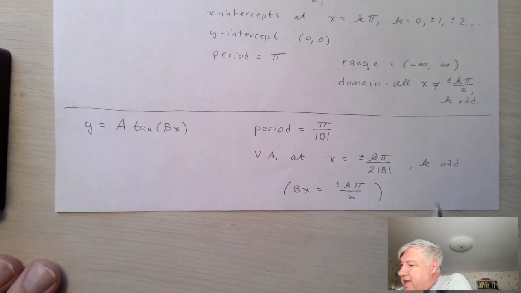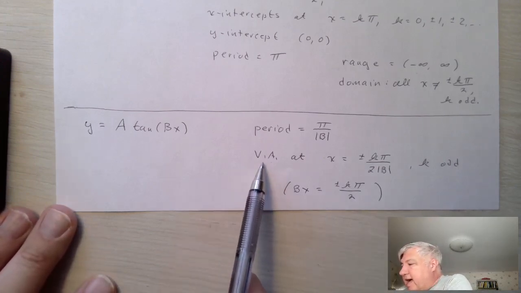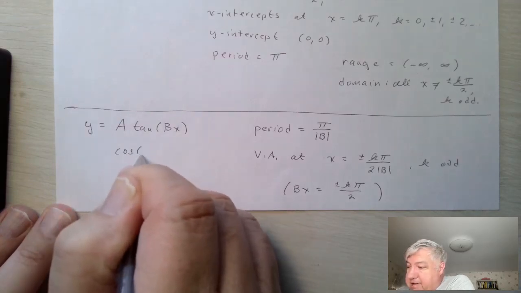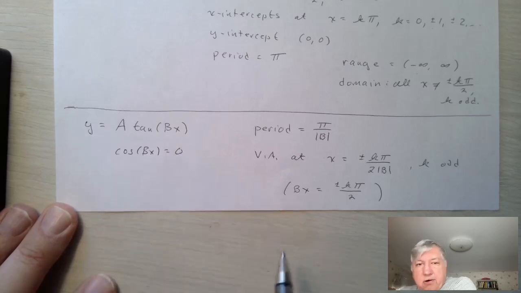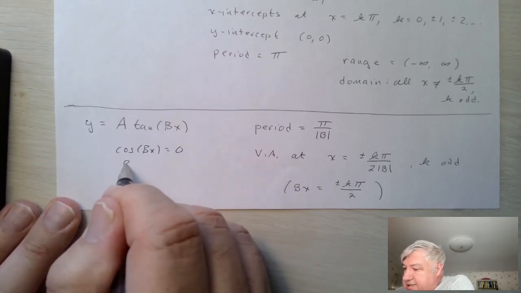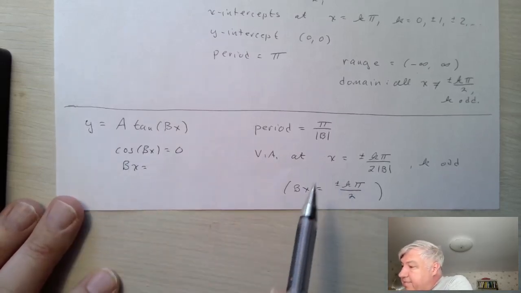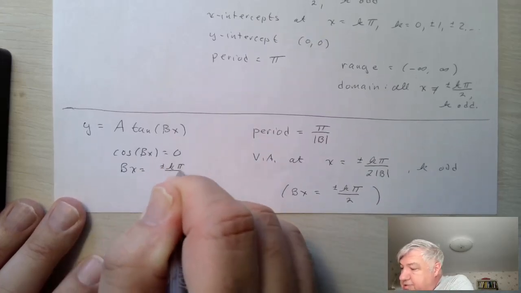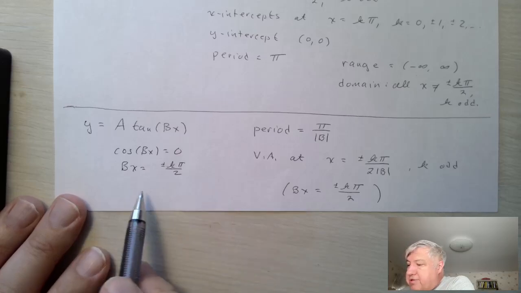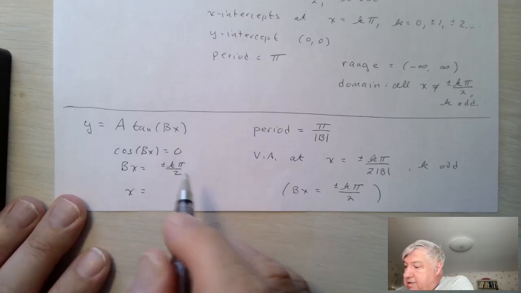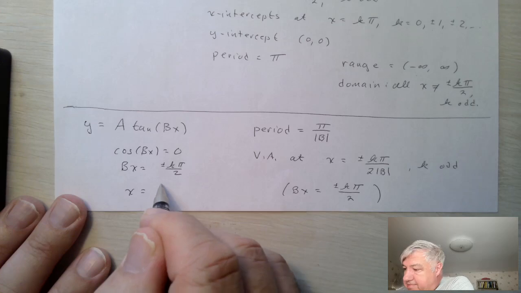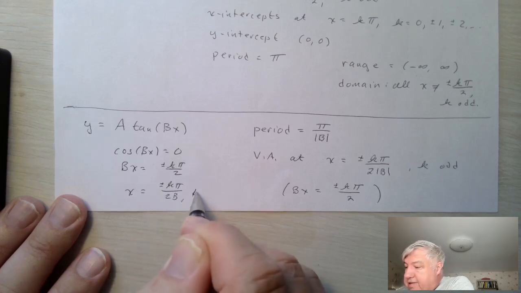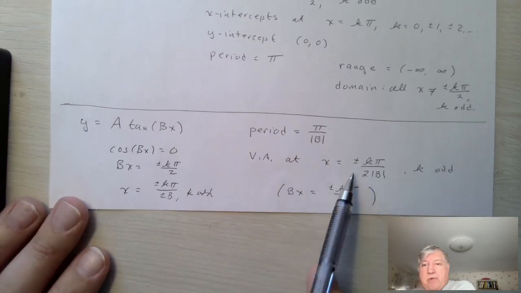So the way we do that here is, well, the vertical asymptotes will be where this is undefined. This will be undefined when the cosine of bx is equal to 0. That happens when bx is going to be in this form: plus or minus k pi over 2. Okay, so we can divide both sides by b, and so we get the vertical asymptotes at plus or minus k pi over 2b, where k is odd. Okay, and that's how we get this.